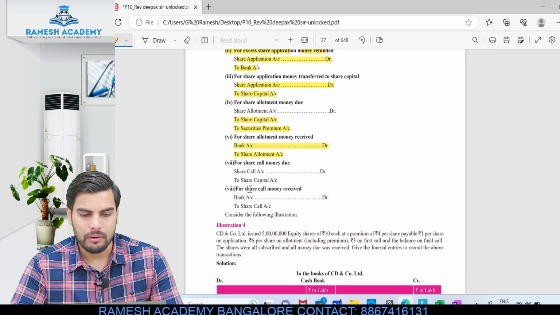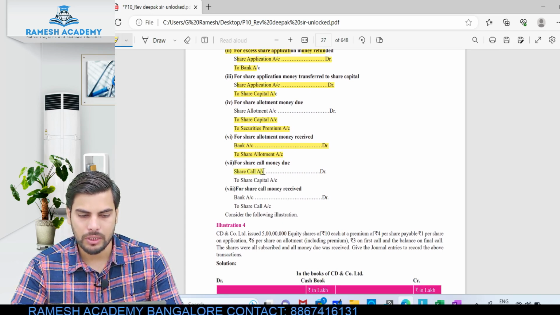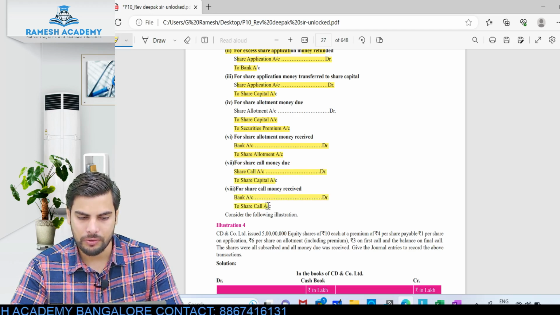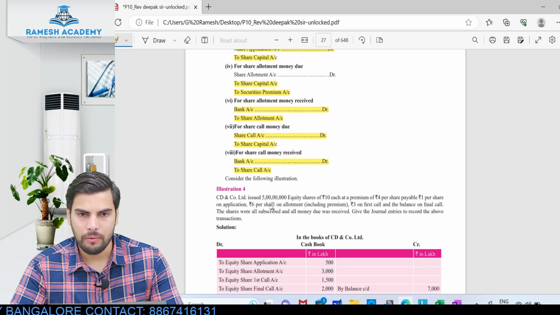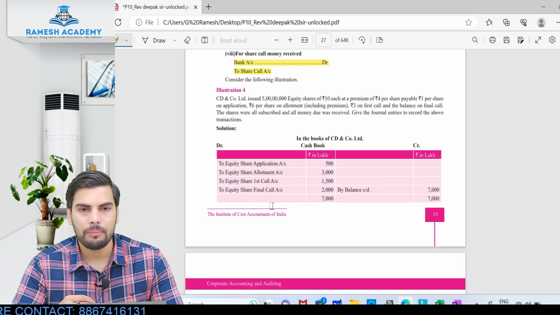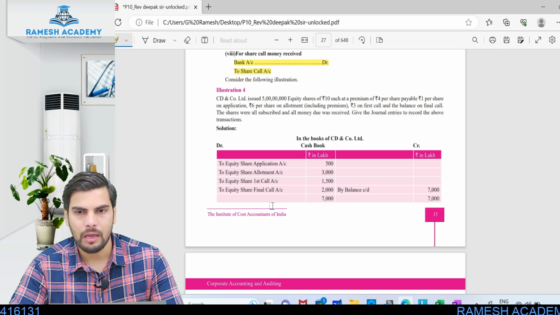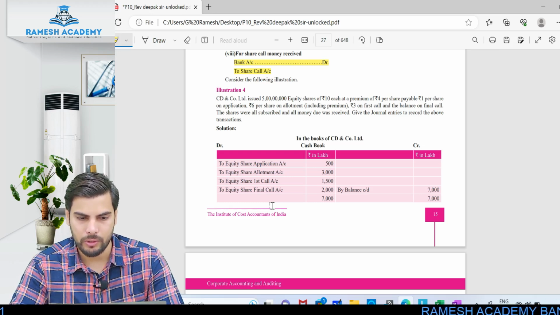Then when this share first and final call money is due, you guys already know: share first and final call account debit to share capital. When this amount is actually received, bank account debit to share first and final call. So they would have given an illustration pertaining to the situation where the company is issuing shares at premium and this amount is received in installments, and what exactly the accounting treatment will be. So let's look into this.